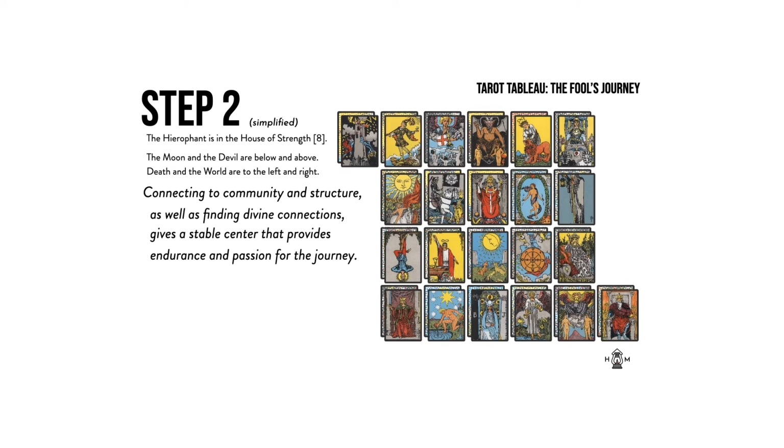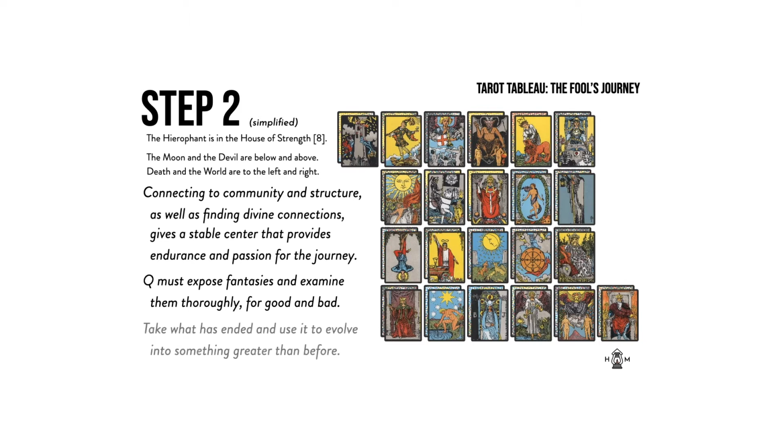Looking below and above the central card, we see what Q can do to make the most of this Hierophant energy. With the Moon below leading to the Devil above, the cards advise Q to expose fantasies and delusions in order to really look at them for all of their good, bad, and ugly details. Looking from left to right around the Hierophant, we see an opportunity to take what has ended and use it to step through into a new beginning. With Death leading to the World, this isn't just transformation, but evolution. The time is coming for Q to step out of the normal cycle and do something bigger.